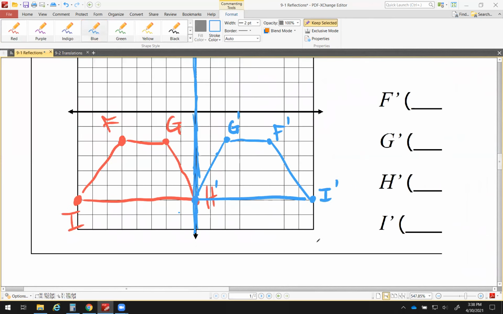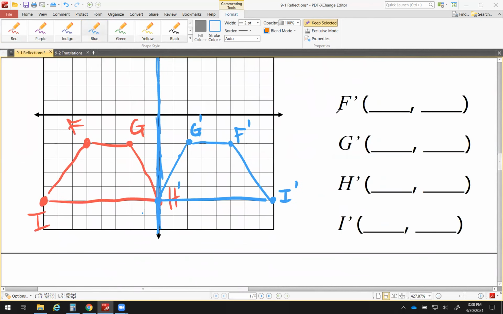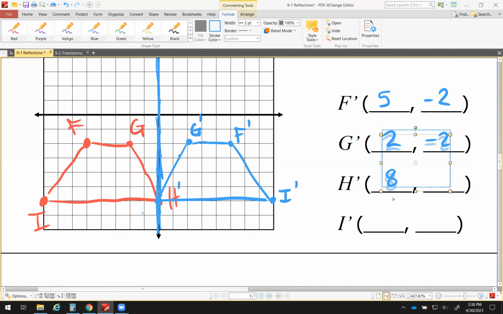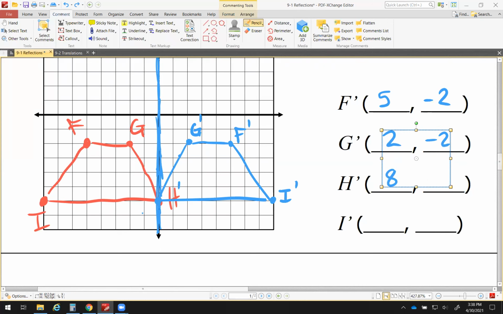But H and H prime here are exactly the same, but reading off, F prime is going to be at 5, -2. G prime is going to be at 2, -2. I is at 8, -6. I need to put that in the right spot. 8, -6. And H is still at 0. Sorry, H prime is still at 0, -6.